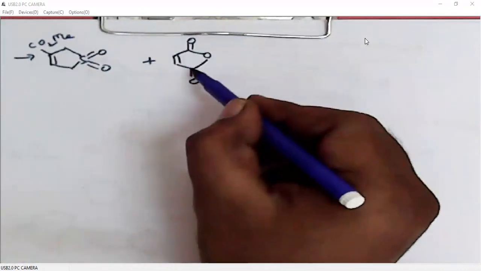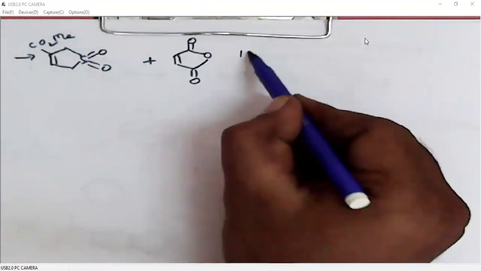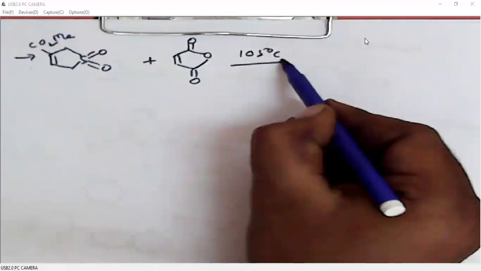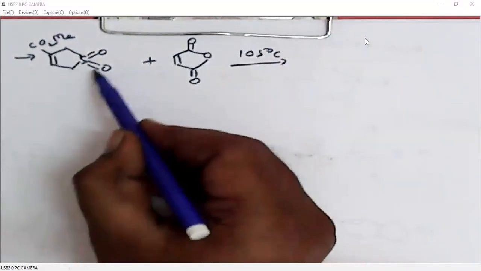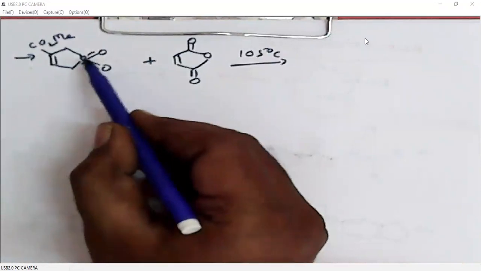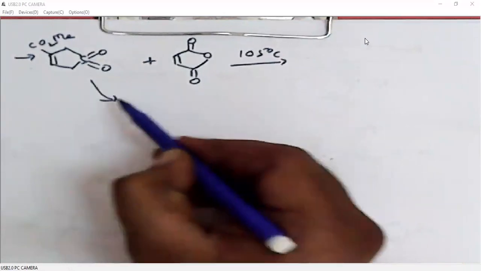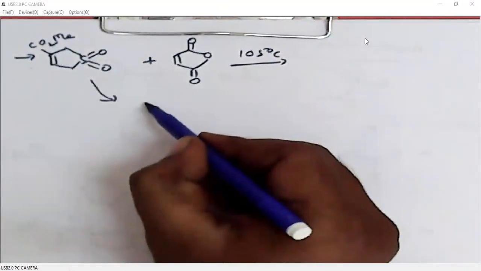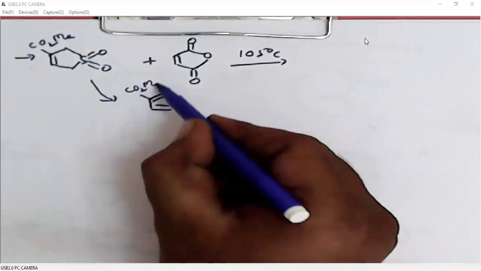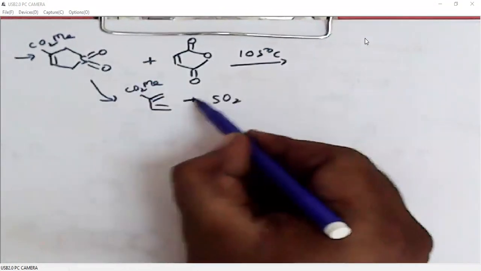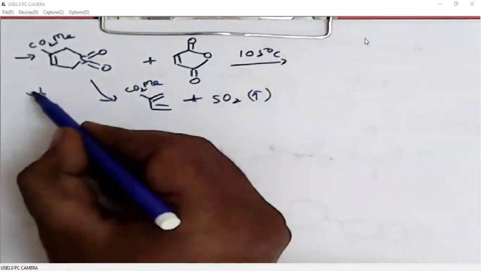So this is succinic anhydride, a dienophile. We don't have the diene, but the diene can be generated in situ under thermal conditions, because we know this sulfur dioxide 5-membered ring will undergo a cheletropic reaction so that it generates a diene plus sulfur dioxide. It is a gas, so it will escape from the reaction.